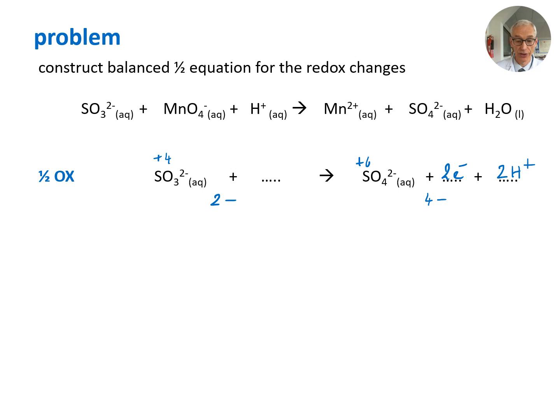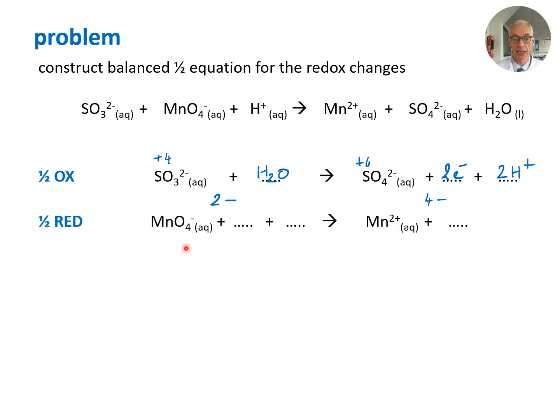I've only got 3 on the left. So I now need to balance for oxygen with water. And am I now right for hydrogen? I've got 2 hydrogens, I've got 2 hydrogens. So there is my oxidation half equation. Let's look at the reduction.